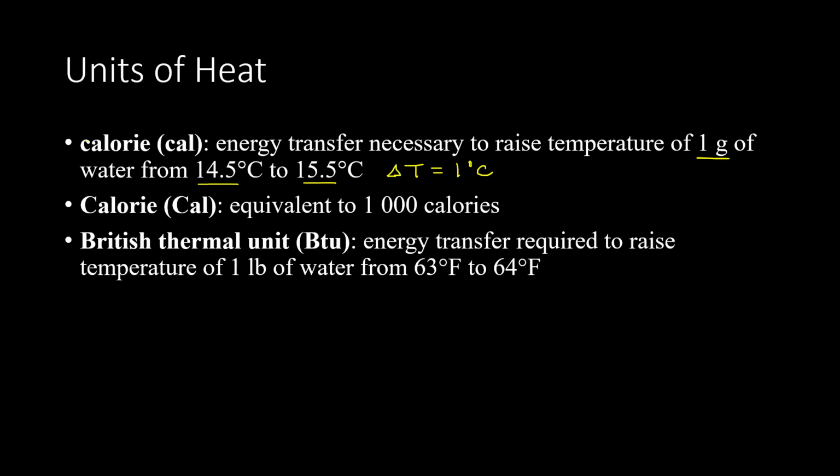Now that's little c. Big C, they also call a food calorie. These are the ones that are on your nutrition labels. This is equivalent to 1,000 of these. So 1 big C Calorie is equal to 1,000 little c calories.